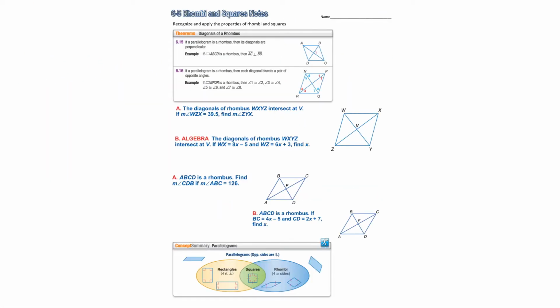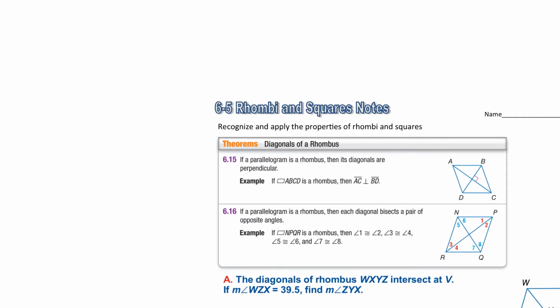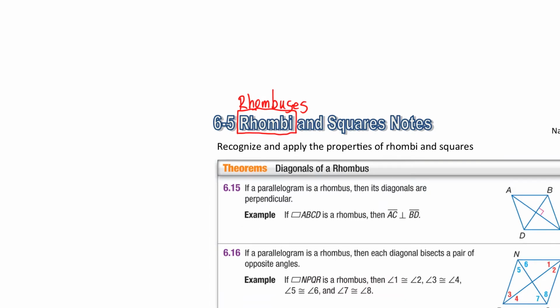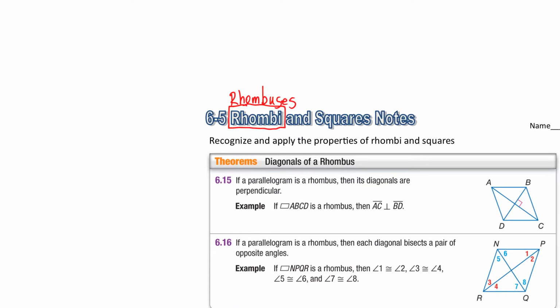Okay, so today we're going to talk about rhombi and squares. So first of all, what is a rhombi? Well, a rhombi is just the plural form of the word rhombus. So it's like saying rhombuses, but you don't say rhombuses, you say rhombi. But that's all rhombi means, is just many rhombuses. Okay? So that's what we're going to be really focusing on today, is a rhombus.